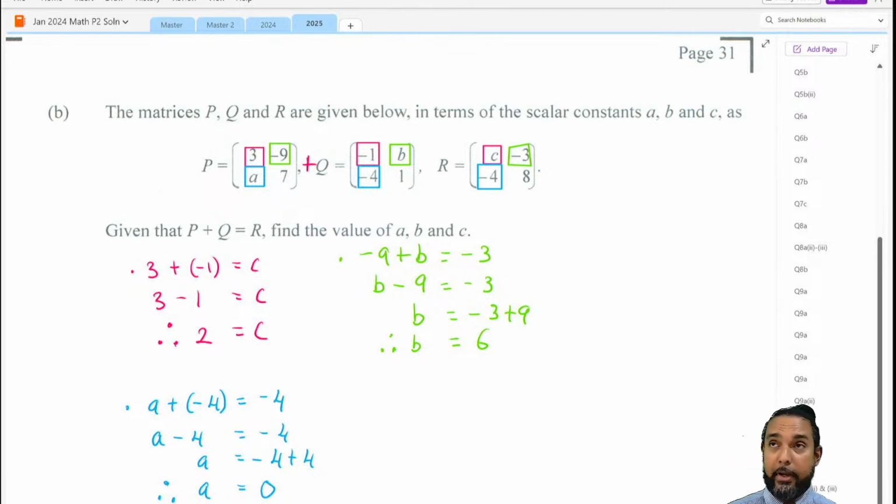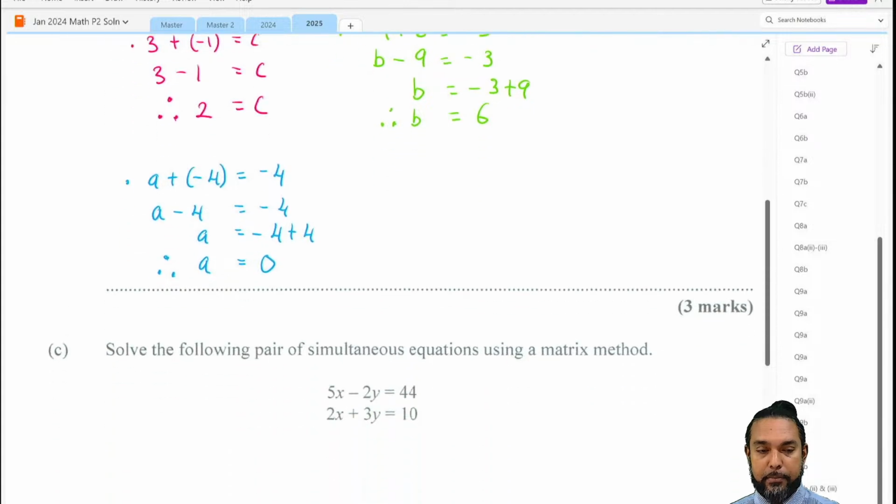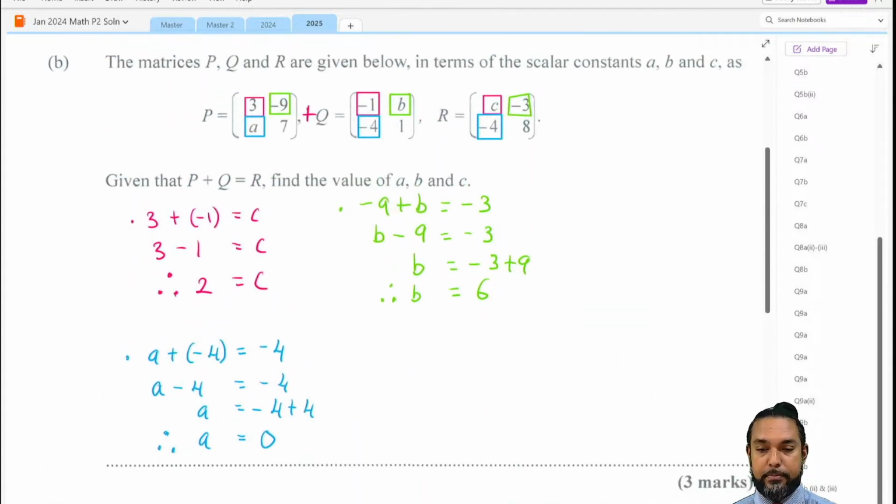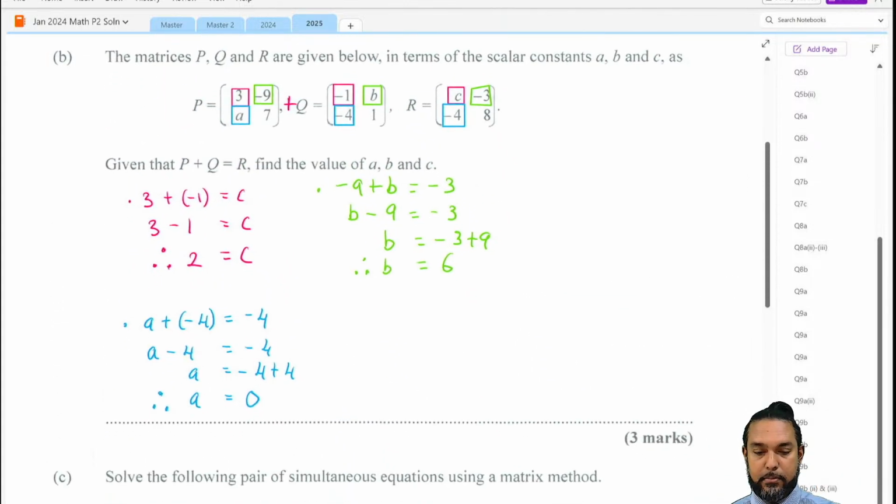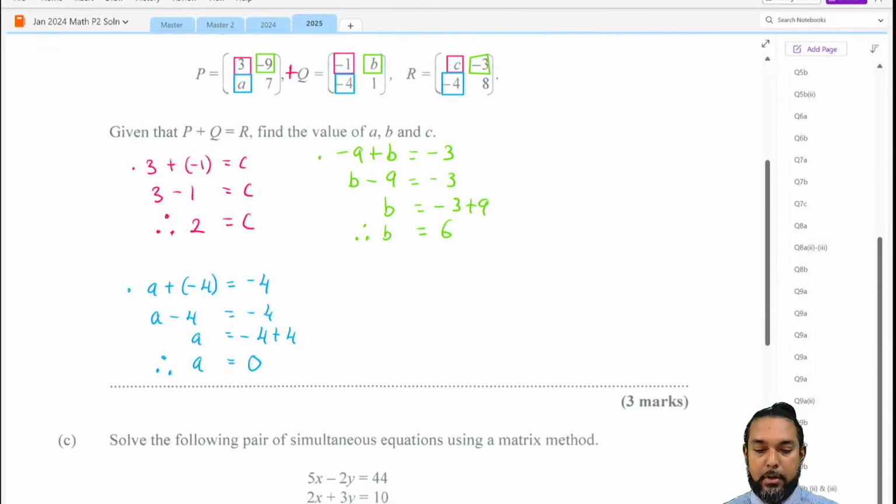Cool. Okay, Google Meet. So people there: Aisha, D'Angelo, Donovan, Julian, Liam. Are you guys good with what's on the screen currently? Lovely. All right. So let's look up here now. Solve the following pair of simultaneous equations using a matrix method.